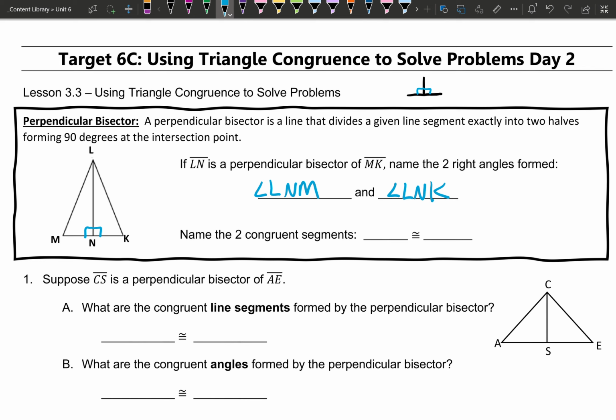Now the bisector part of this takes this bottom MK and splits it into two equal line segments. And we have MN and MK. They are the same measurement.